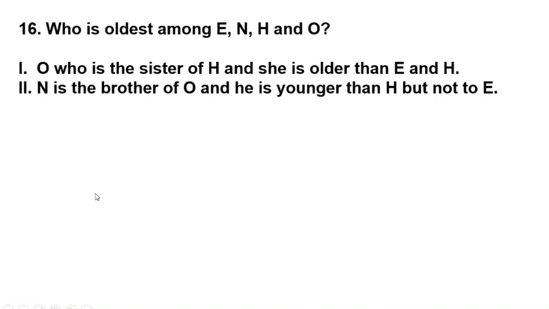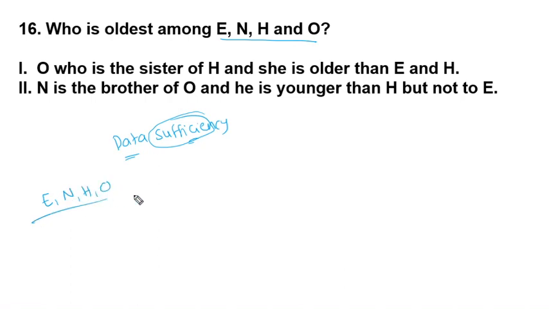So next concept, I think it is based on data sufficiency. Data sufficiency is one of the chapters where we can score maximum. Here we are supposed to say whether the data is sufficient to say the answer or not. So look at the question. Who is oldest among E, N, H, O? Four people are there. Out of four people, who is the oldest?